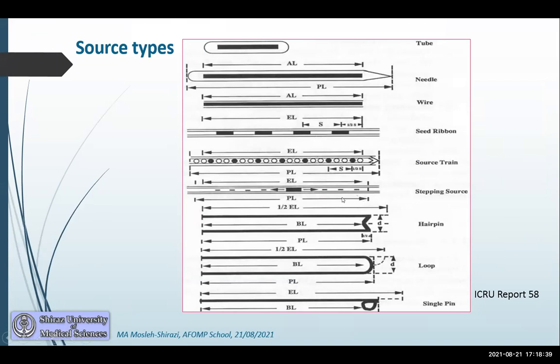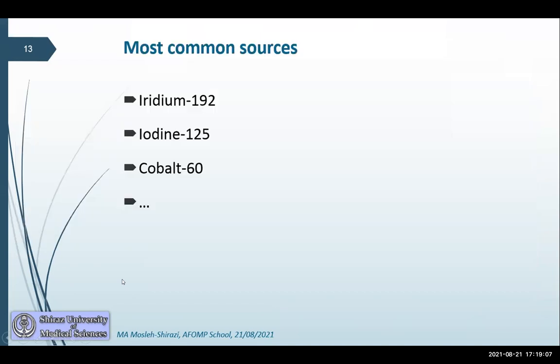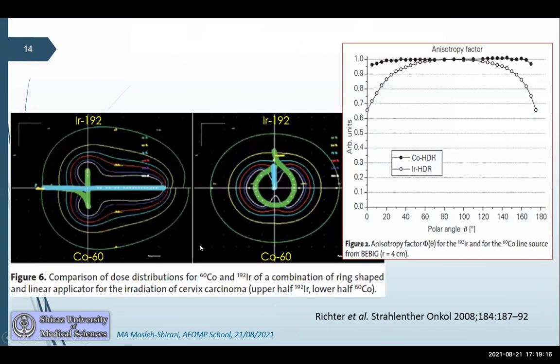Nowadays in the HDR setting, we talk about a stepping source in HDR units. Here's an example of a radioactive seed, such as iodine-125, for permanent insertion in the prostate under ultrasound guidance, inserted in a regular pattern. So the most common sources have been iridium-192, iodine-125, cobalt-60, etc. Here's an interesting comparison. Cobalt-60 for many developing countries has the advantages of a longer half-life and no need to replace the source every 4 months or so, like iridium. That was of interest. And the units that came, of course, were quite useful.